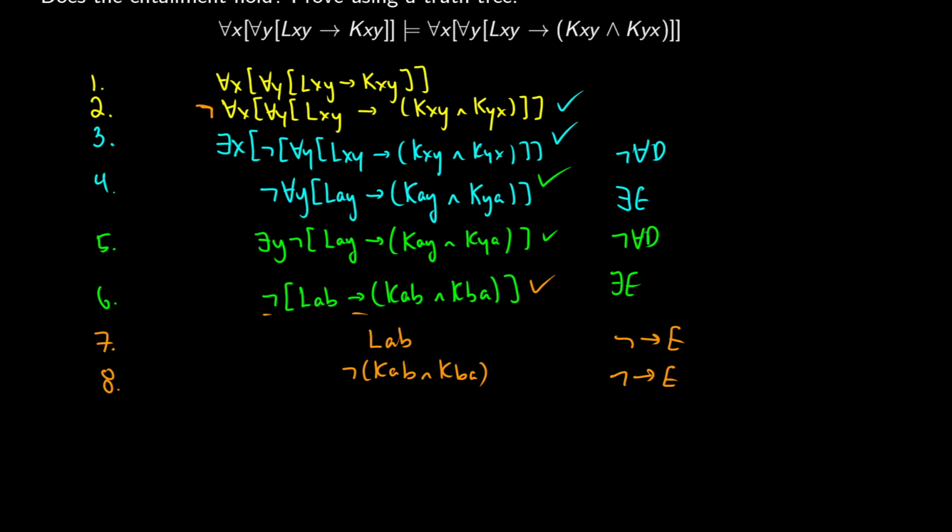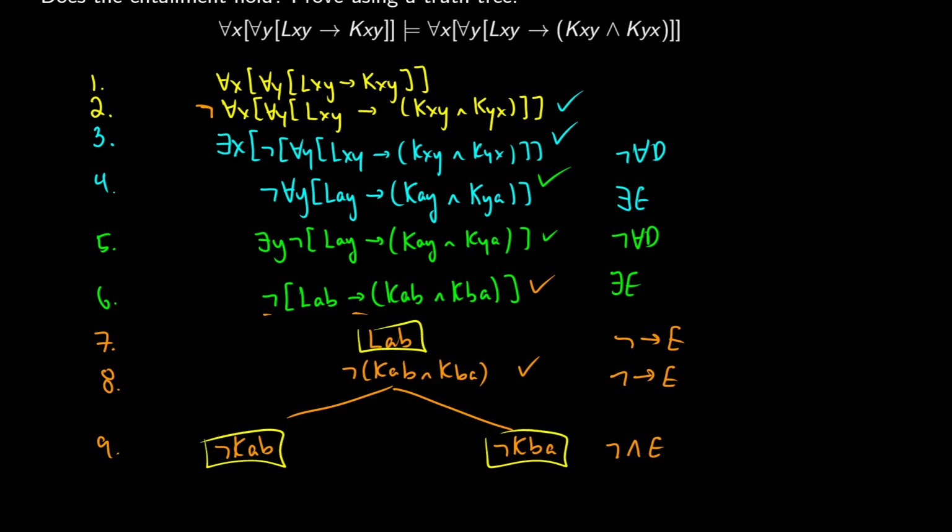Now, if we keep going, I want to do not and elimination on not KAB and KBA, just so we can break this up as much as possible, which means we're either going to get not KAB or we're going to get not KBA. So this is not and elimination. Okay, now we have some things we can work with. We have not KAB, we have not KBA, and we have LAB. So we just need to find the negation of one of those.